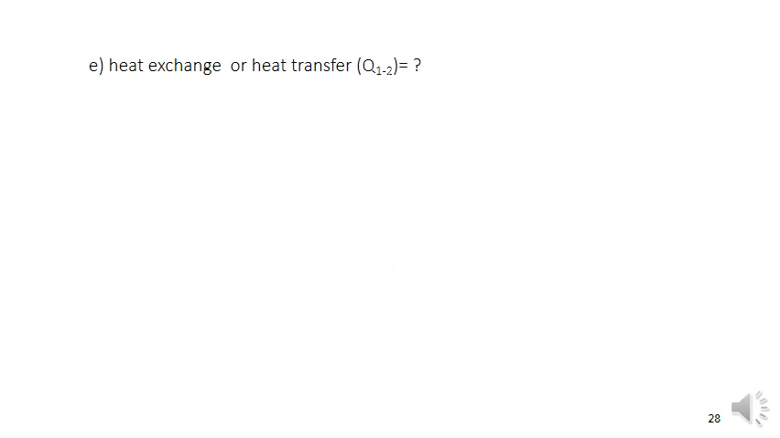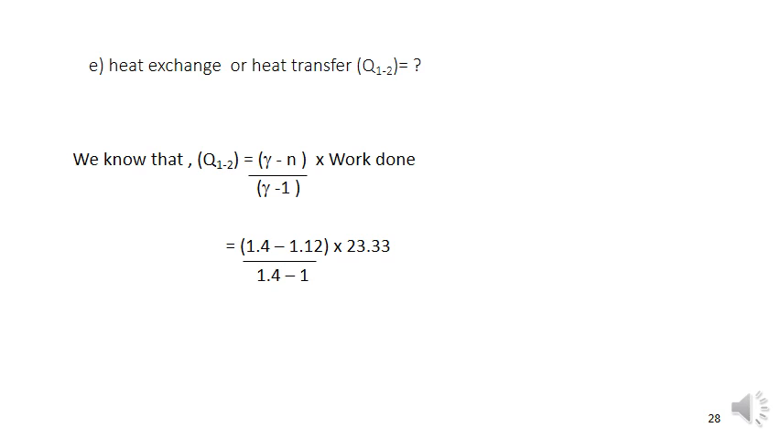Next, move on to the heat exchange or heat transfer, Q. Here in the polytropic process, both work done and heat transfer are there. So Q is equal to gamma minus n divided by gamma minus 1 into work done. Already in the previous part we calculated the work done. Simply substitute the gamma value 1.4 and the index value we got, 1.12, so 1.4 minus 1.12 divided by 1.4 minus 1, into work done. So the heat transfer during the polytropic process is 16.33 kilojoule.